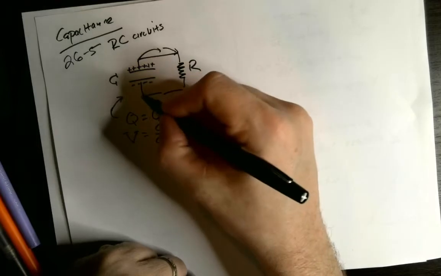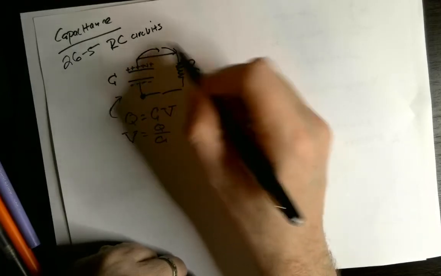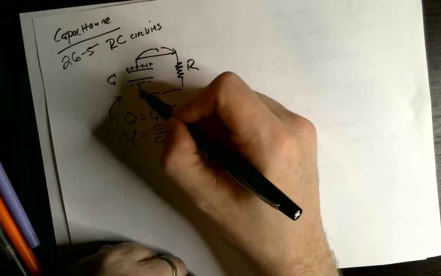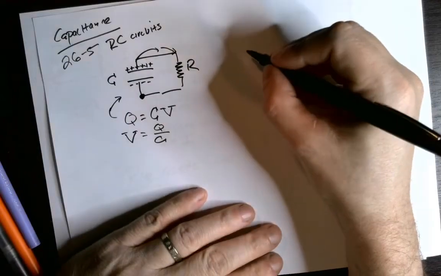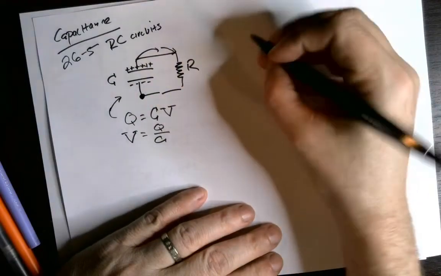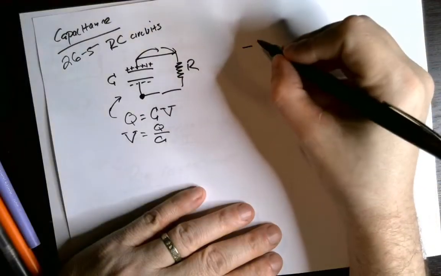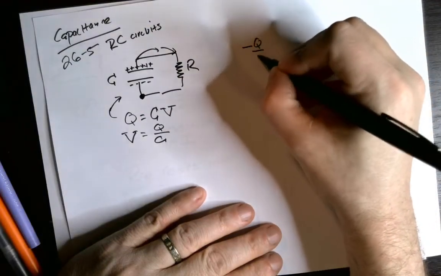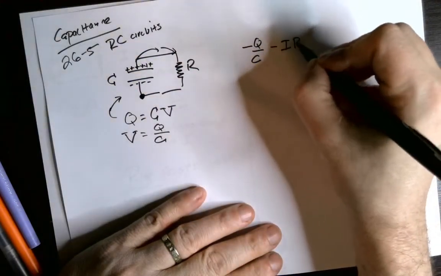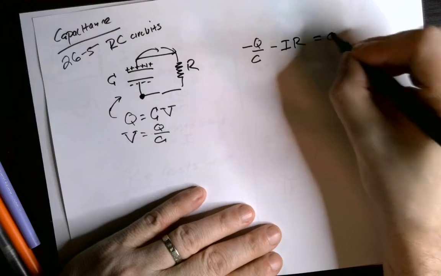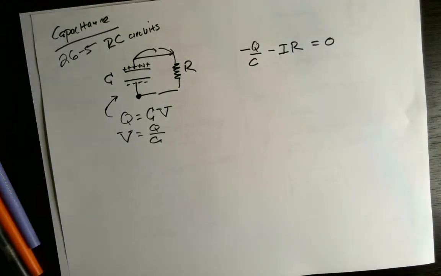If we use Kirchhoff's rules and go around the circuit, if we start here and go around this way, I'm going across a voltage. I'm going from negative to positive, so it's actually minus Q over C is that voltage. And then I go minus IR is the EMF drop as I go across that resistor, and that's equal to 0.